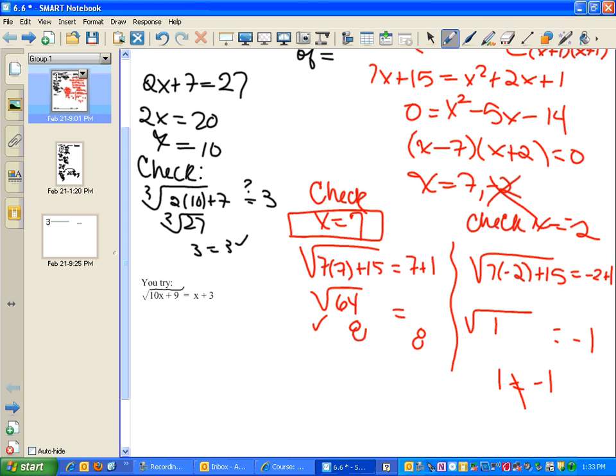Okay, so the only solution that works is 7. And you need to indicate that really clearly, that while you get 2 answers when you solve, of the solved answers, only 7 is the one that works. Just do what I did. Just cross out the one that doesn't work by showing me the check that it doesn't work, right? Okay, so you try this one. You try the square root of 10x plus 9 is equal to x plus 3.